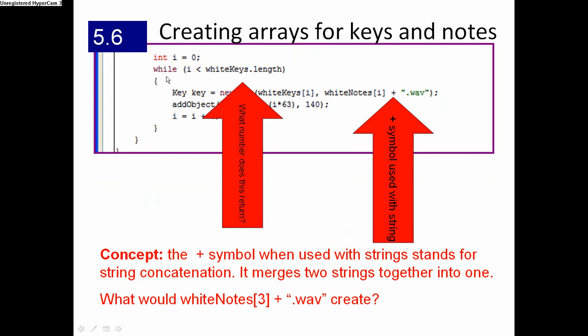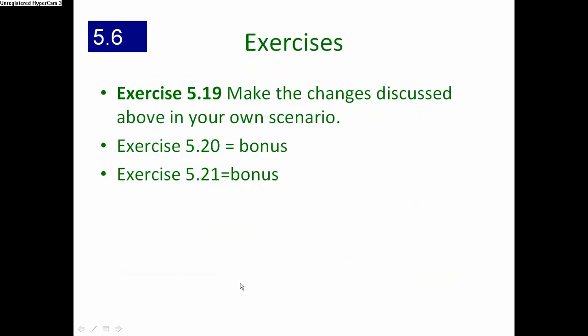What number does this return? While i is less than whiteKeys.length. Okay, answer that on paper. And this plus symbol is used with a string, goes along with this note here. The plus symbol when used with strings stands for string concatenation. So whenever you see the plus symbol, it concatenates things, which means you take letters and put them together. It merges two strings together into one. All right, now I'm trying to do this right here. If I had the code whiteNotes[3] plus .wav, what's the new string? What would that create? Answer those questions.